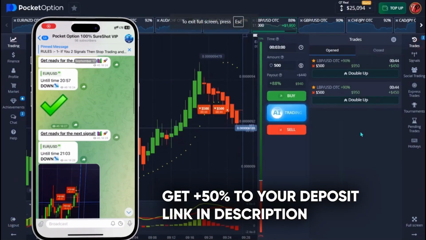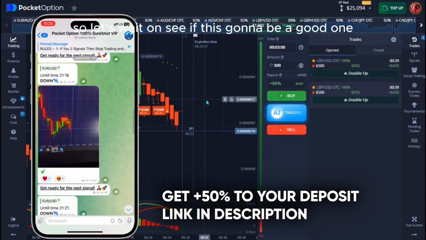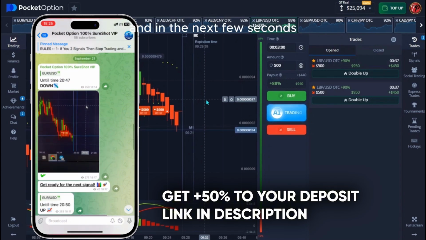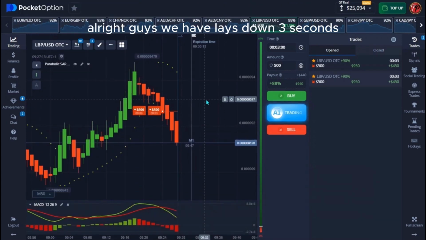All right, we have like 41 seconds left. So let's wait and see if this is going to be a good one in the next few seconds. All right, guys, we have less than 3 seconds. A good one.